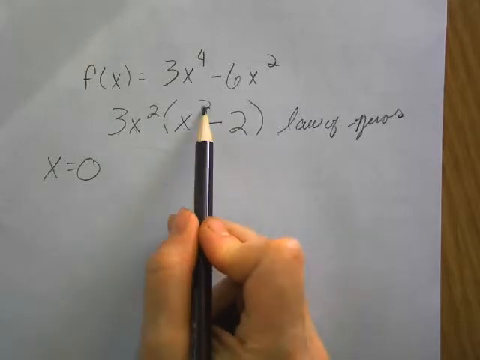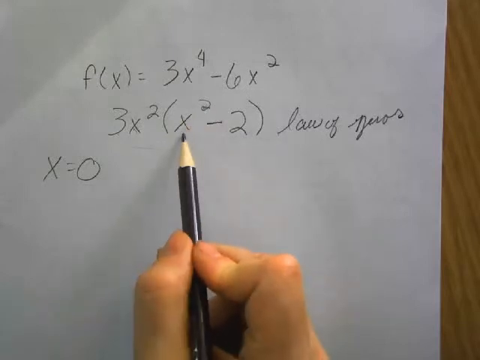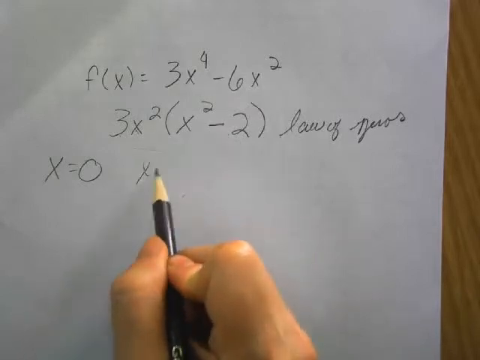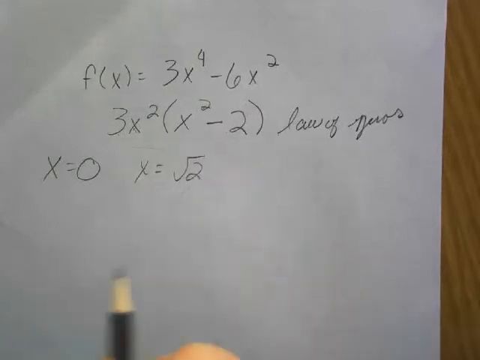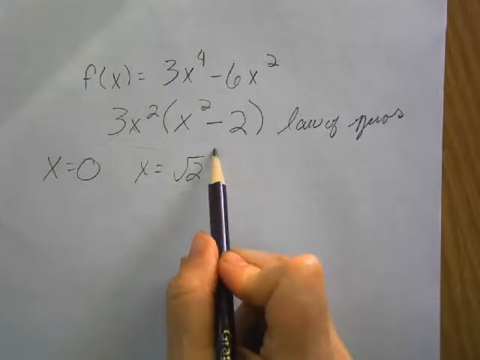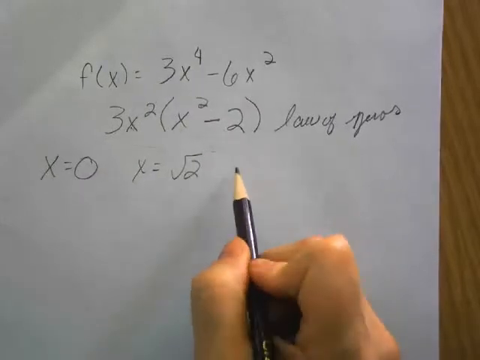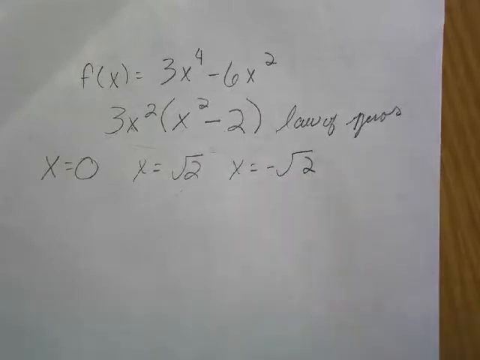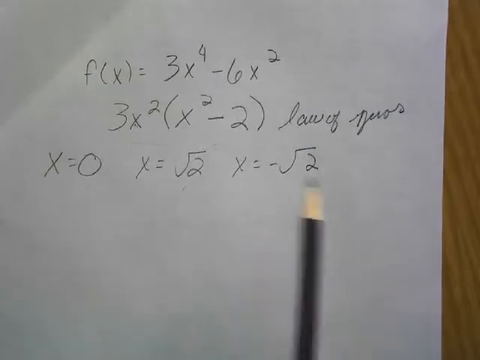On the inside here I need a number squared to give me 2. 2 minus 2 is going to be 0. So that happens twice. That happens at x equals the square root of 2, because the square root of 2 squared is 2. But that also happens at x equals the negative square root of 2, because negative square root 2 squared is also 2. Alright, so there are the zeros.